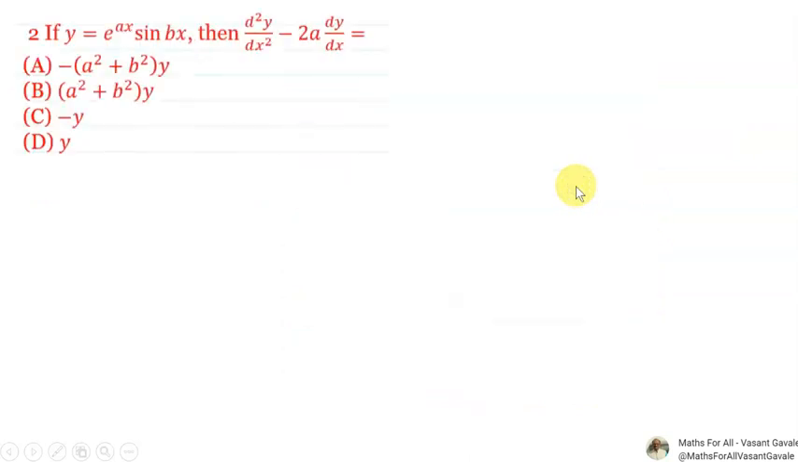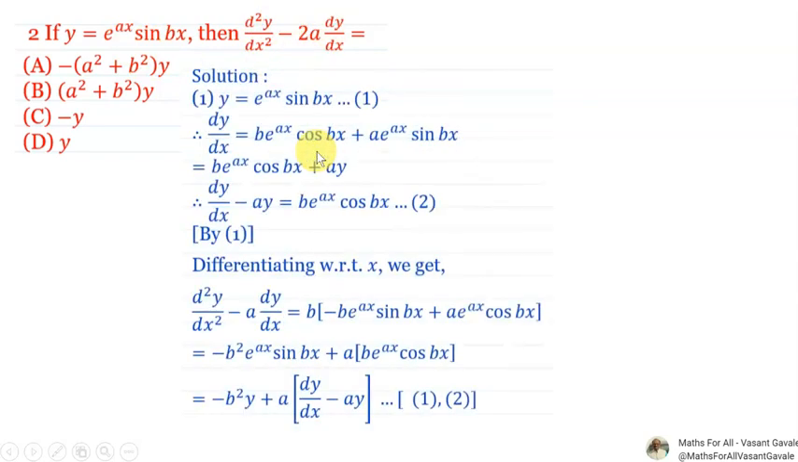Next example, if y is equals to e raised to ax into sin of bx, then d2y by dx square minus 2a into dy by dx is equals to, now see this here, y is equals to e raised to ax into sin of bx. Differentiate this with respect to x. dy by dx is equals to product rule इथे apply करणार.